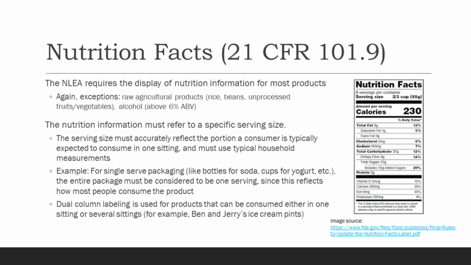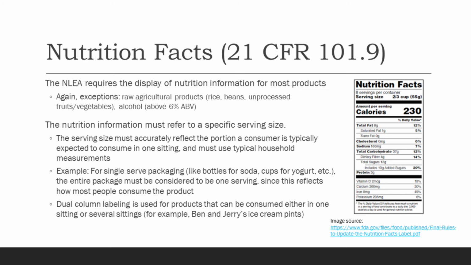The nutrition facts have to refer to a specific serving size. That serving size should refer to the amount of that product that a person is expected to consume in one sitting, and it should use straightforward, easy to understand household measurements. This will mean that for, say, a product where it's a single serving size per container, the nutrition facts have to apply to the entire contents of that container. So if you have a cup of yogurt that's meant to be eaten by one person in one sitting, then that serving size must apply to the entire container.